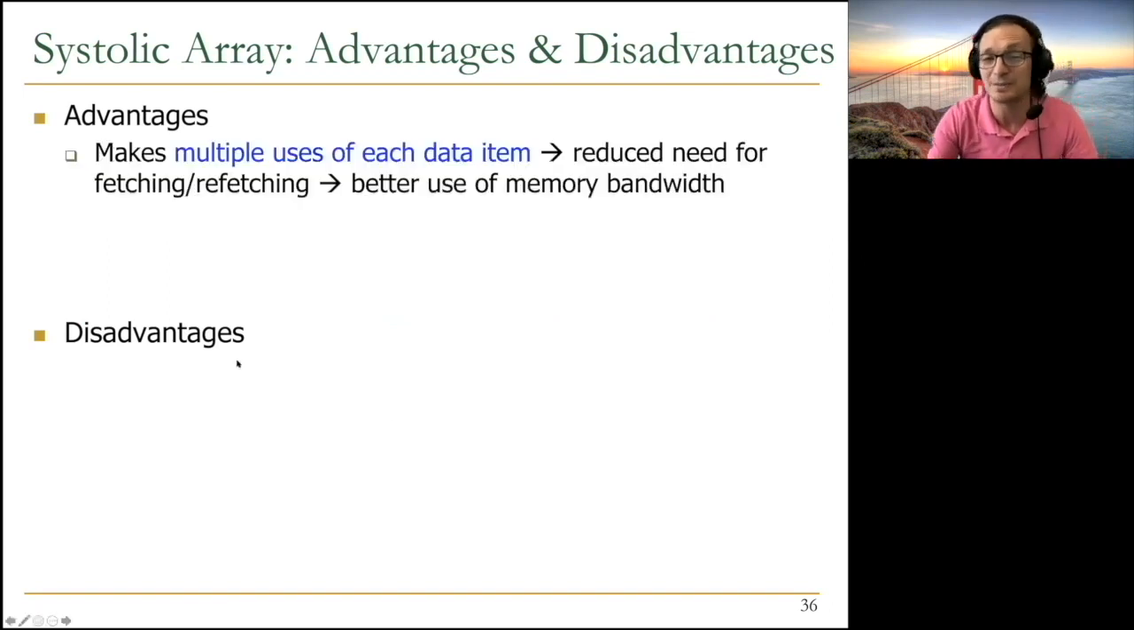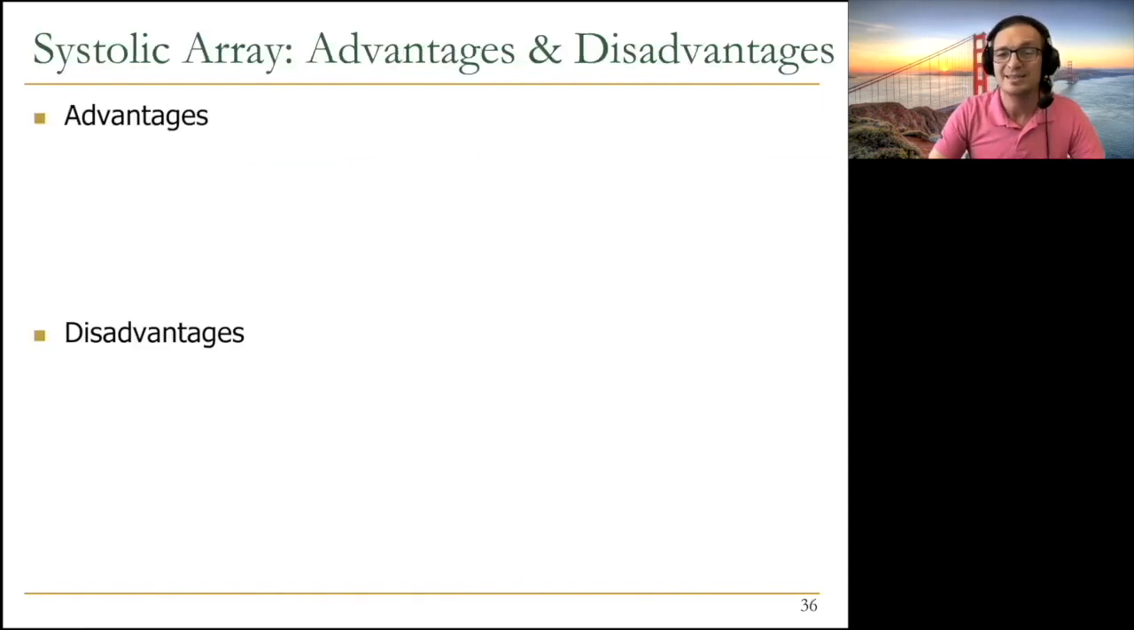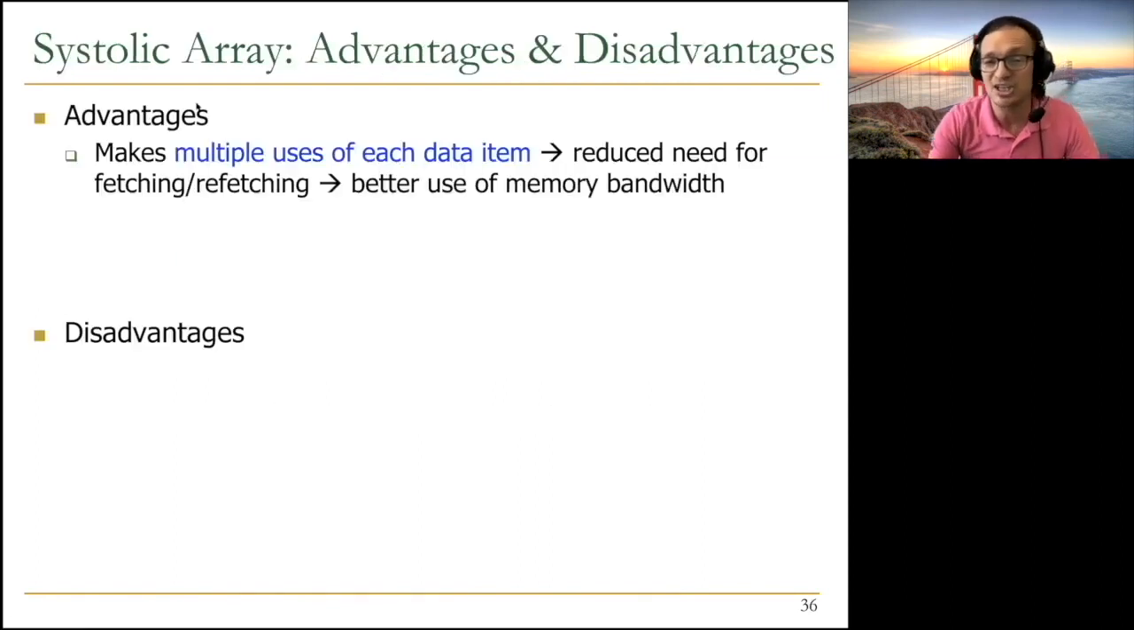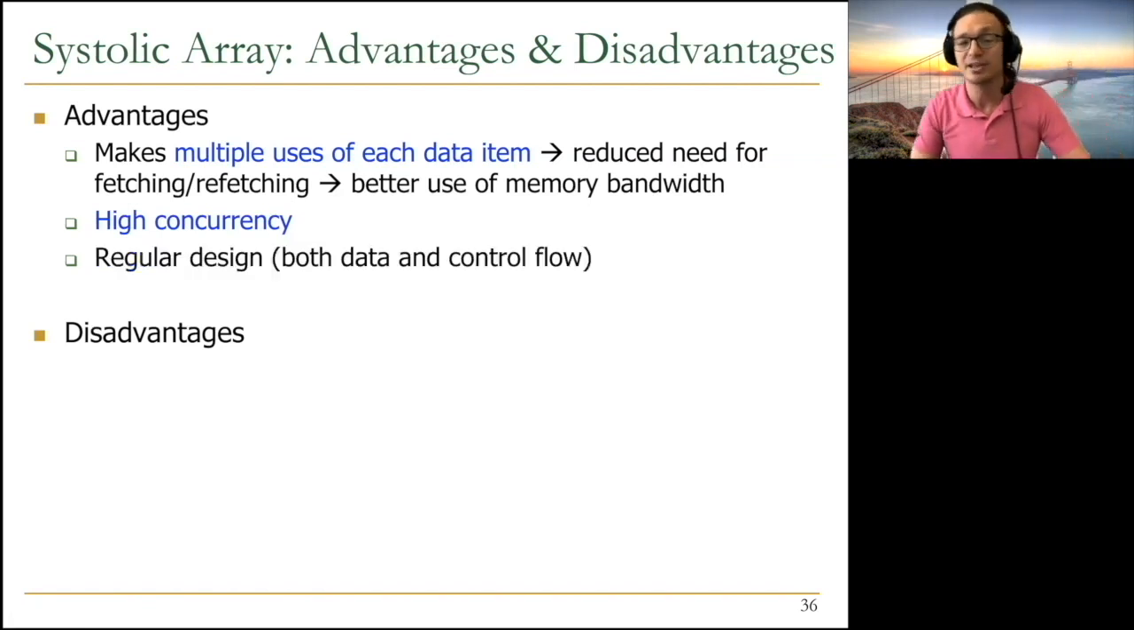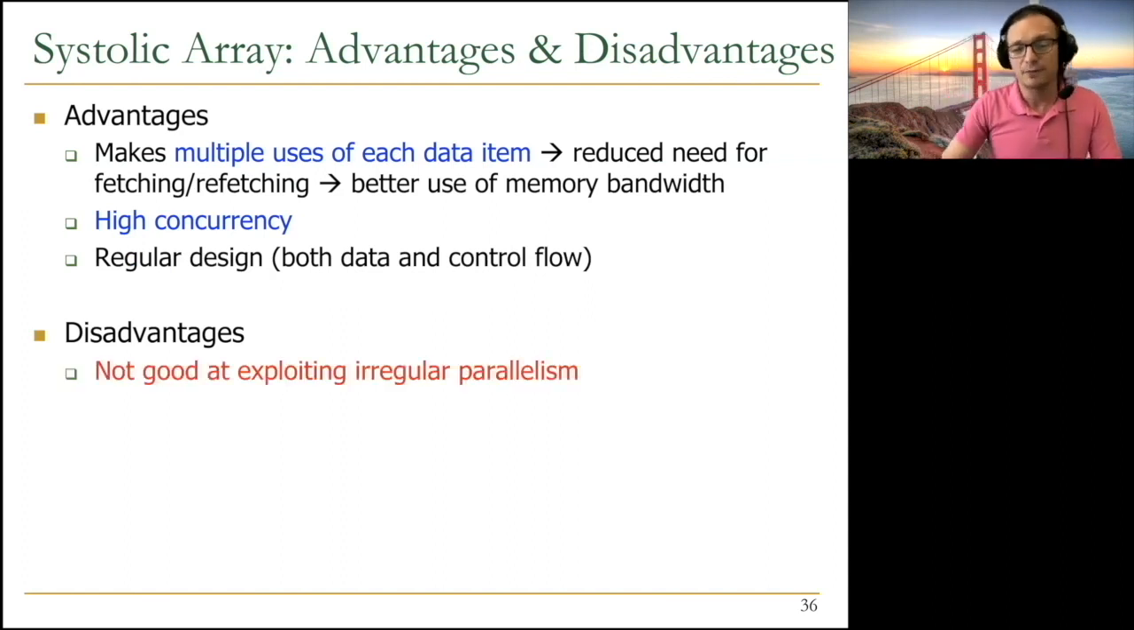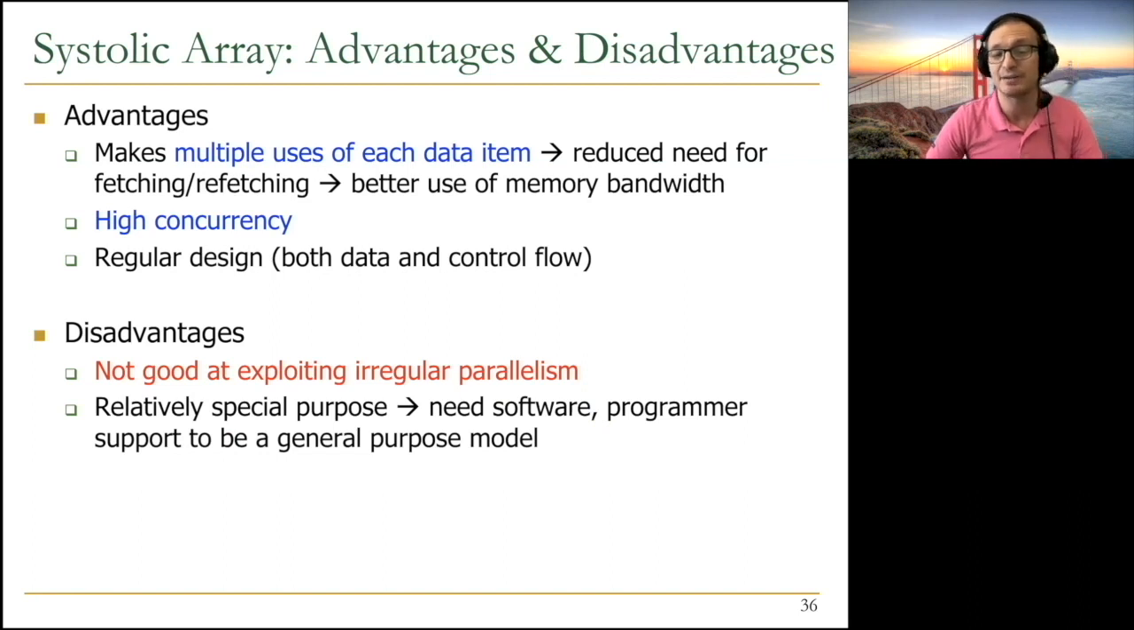Basically, we make multiple use of each data item, like in the previous example, hopefully. And this leads to a reduced need for fetching and refetching, better use of memory bandwidth, high concurrency as well at the same time, and also a regular design, both data and control flow, which enables specialization. But of course, it's not good at exploiting irregular parallelism, as we discussed. As a result, it's relatively special purpose.